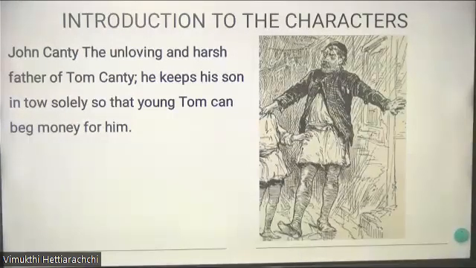This is Tom Canty's father, John Canty. So we are discussing different types of characters that we identify in this particular short story. Right. If you have finished, please pass me a message. Hurry up.